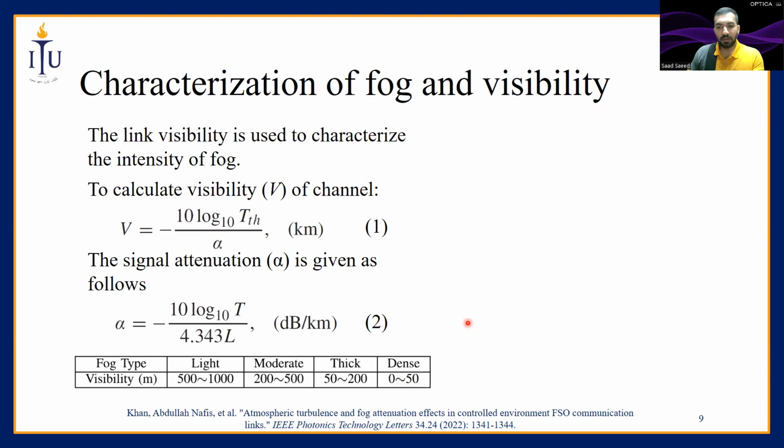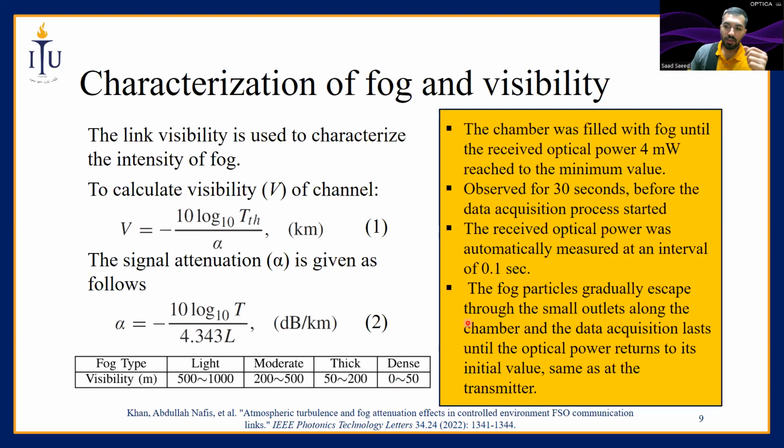This whole experiment was performed for 10 repetitions. First of all, the chamber was filled with fog until the transmitted optical power dropped to its minimum value at the receiver side. Then the received optical power was observed for 30 seconds at an interval of 0.1 second. Finally, the fog particles gradually escaped through the small air vents and the optical power returned to its initial value, that was 4 milliwatts.